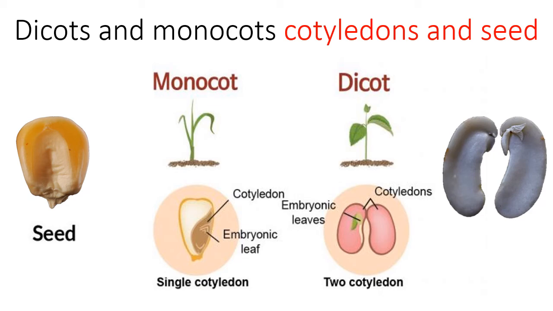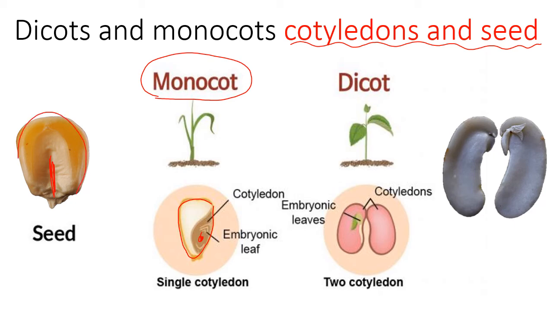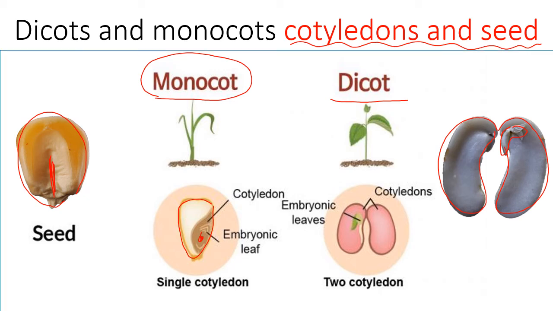Here you will see difference in cotyledons and seed. In monocotyledon, here you can see embryo, but that entire embryo is covered with a single cotyledon. Whereas in dicotyledonous plants, here you can see this is an embryo, and when the seed is closed, this embryo is covered by two cotyledons. That is the difference in the seed of dicots and monocots.